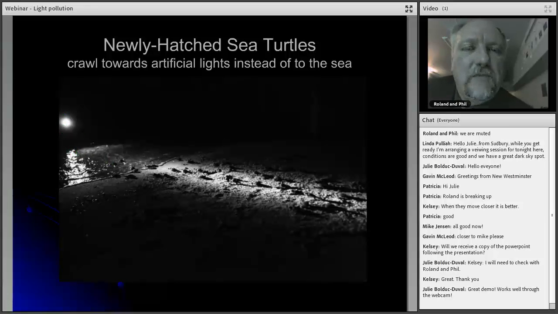Now you can easily imagine how things can go awry when you might have street lighting on properties adjacent to the beach, and then the sea turtles, the hatchlings, head over towards the roadways instead of towards the water. And so we have much more predation, and of course all the hazards attendant with small animals on roadways.